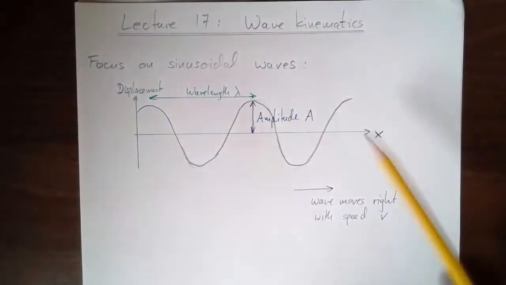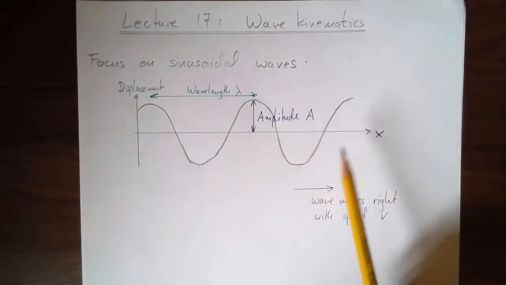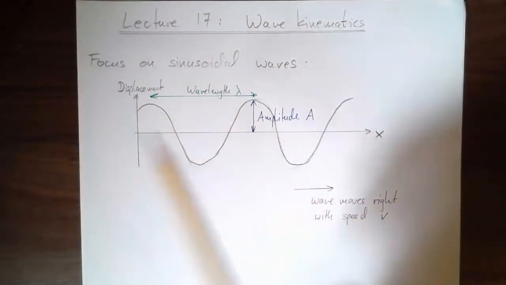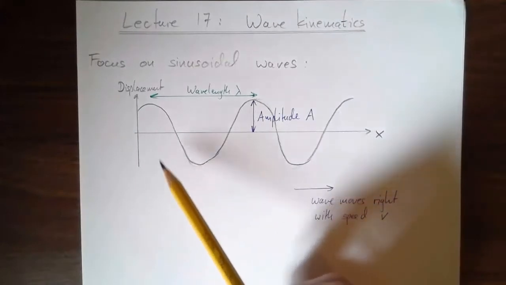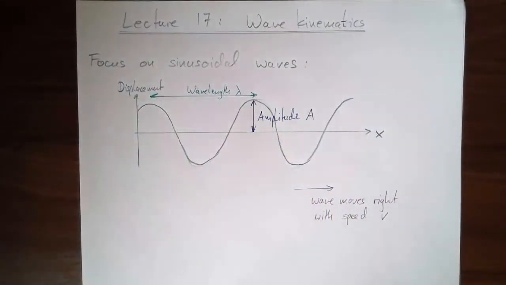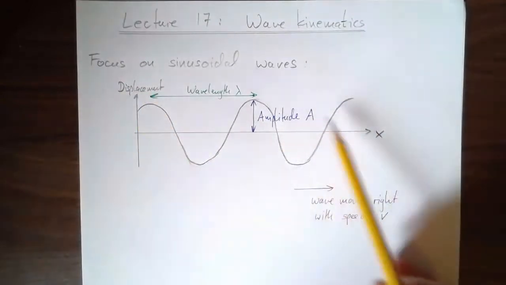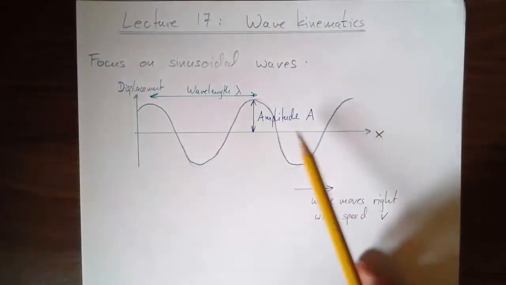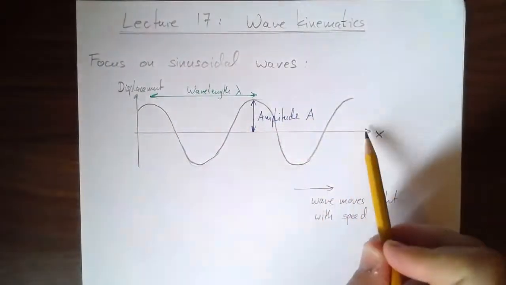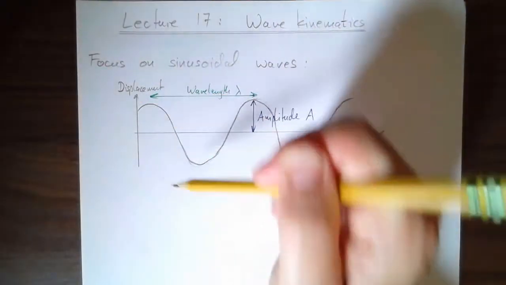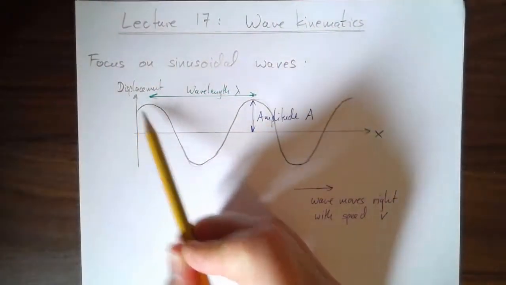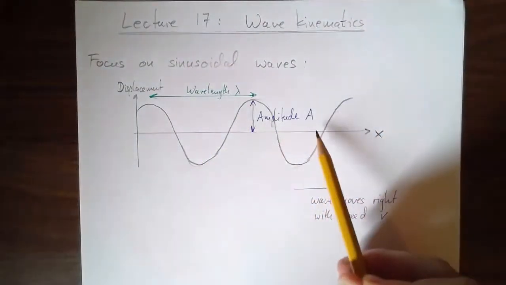So here I've got a snapshot graph. Remember, that means you go to the camera and take a picture of an ocean wave, and it looks like this. Now, I'm not saying that the scale of the displacement is the same as the position. One meter along here might not be the same as one meter along here. This might be 2 centimeters, and this might be 1 meter, 2 meters, 3 meters.